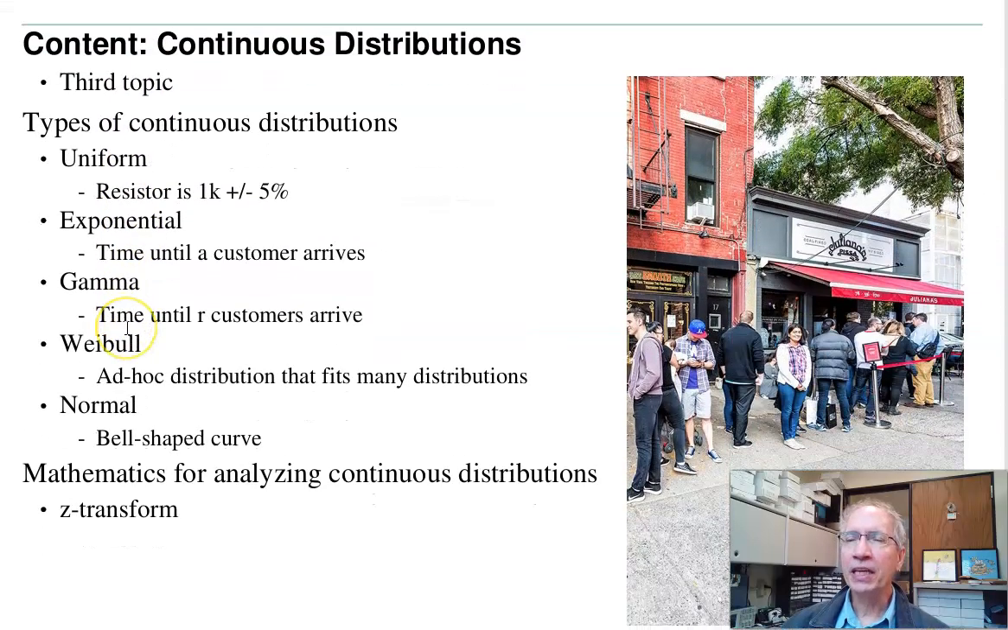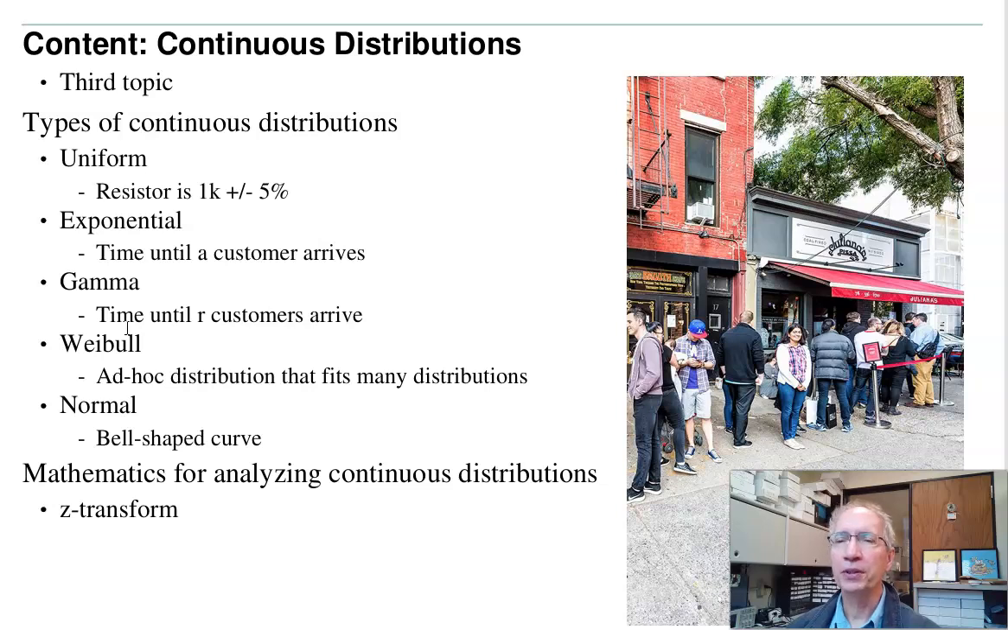Next topic we'll look at are continuous distributions. Now, some events can take on any value. For example, if I have a resistor. If I have a 5% tolerance resistor, it could take on any value between minus 5% and plus 5% for like a 1K resistor. One way to model that is the uniform distribution. It takes on any value over that range. It doesn't have to be integer values. It could be 996.2835 ohms.